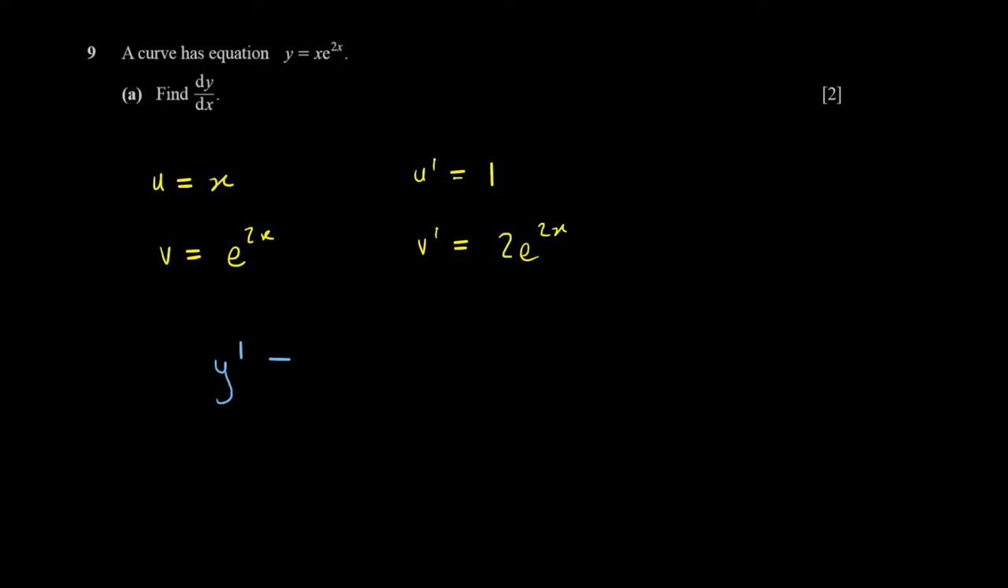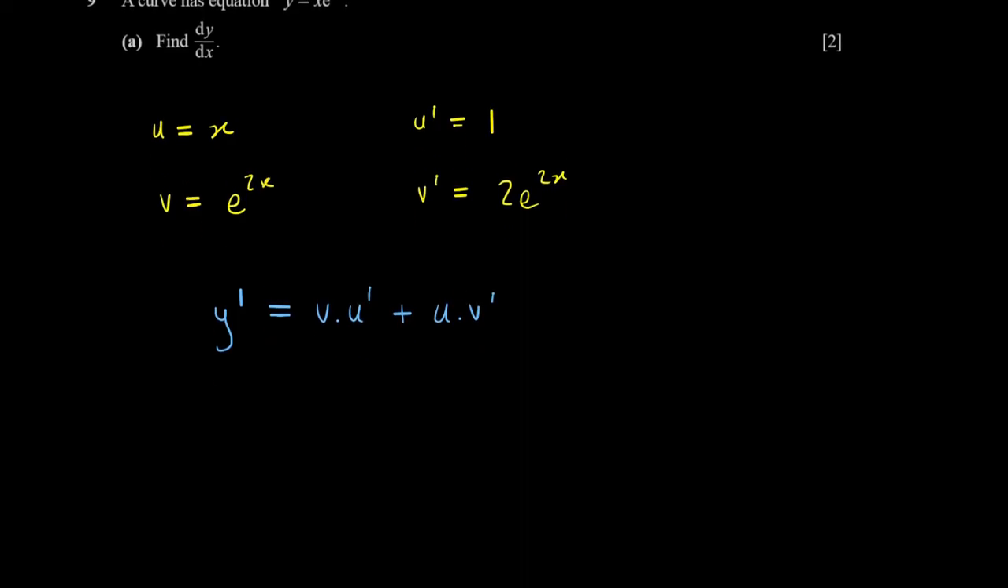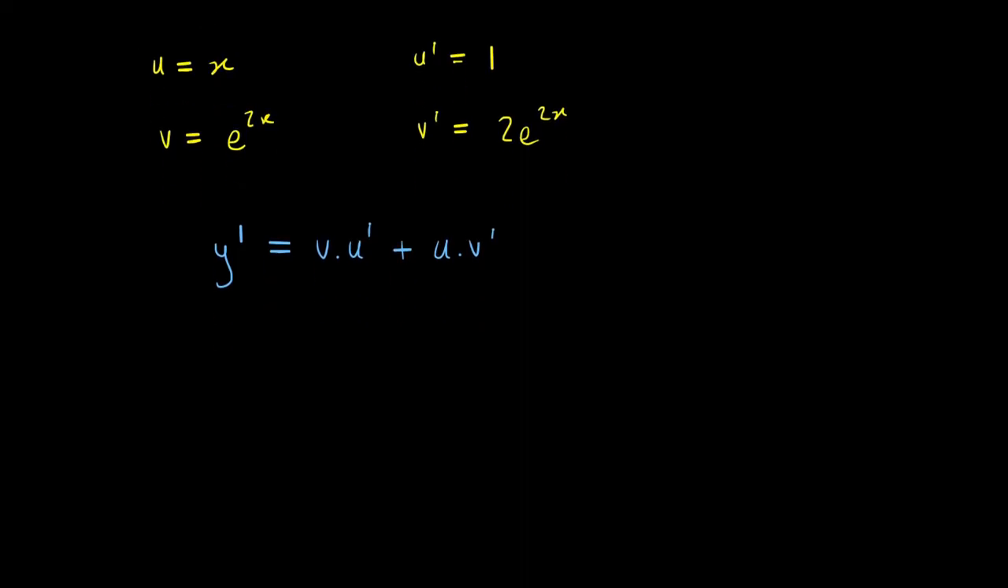Now, what is the product rule? The product rule is v times by du dx plus u times by dv dx, right? That's the product rule, which I recommend you remember in that order so you don't confuse yourself with the quotient rule, which is v du minus u dv. And then what we've got to do is substitute in, right? So v is e to the 2x times by du, which is 1, plus u, which is x, times by 2e to the 2x.